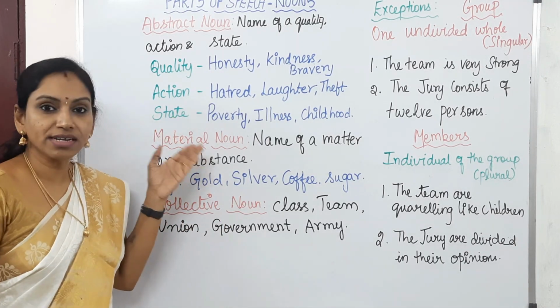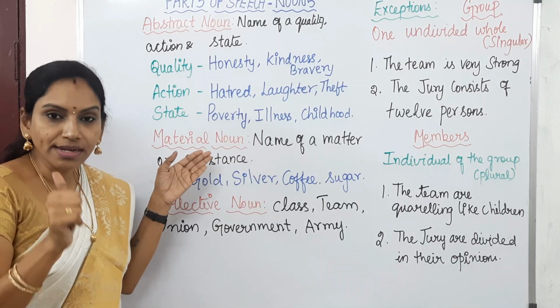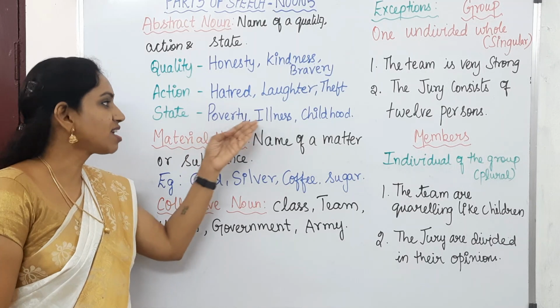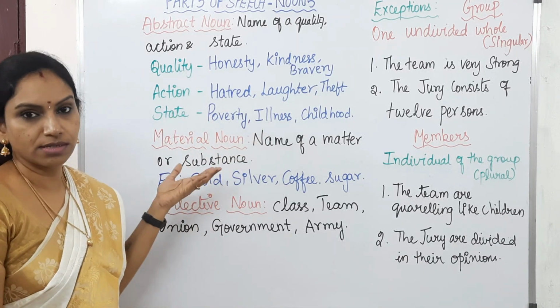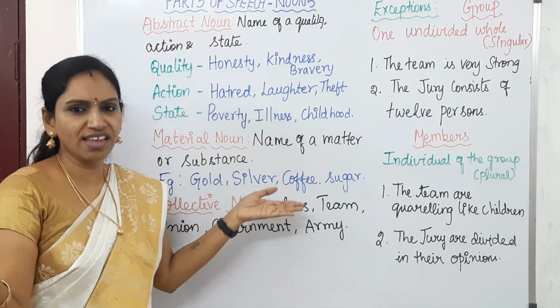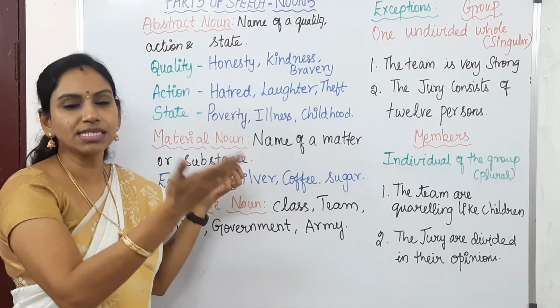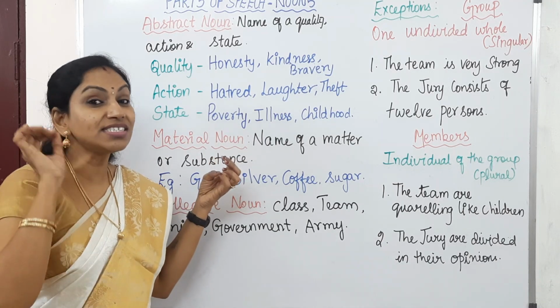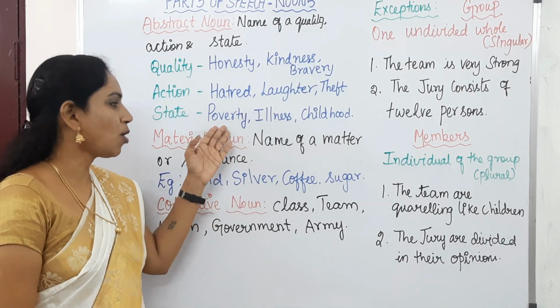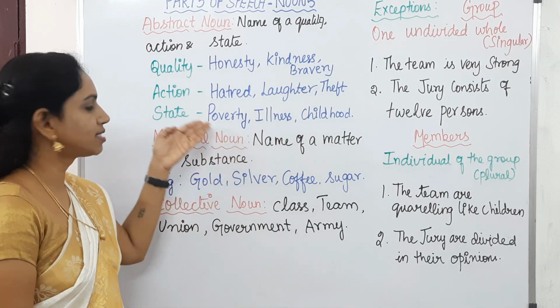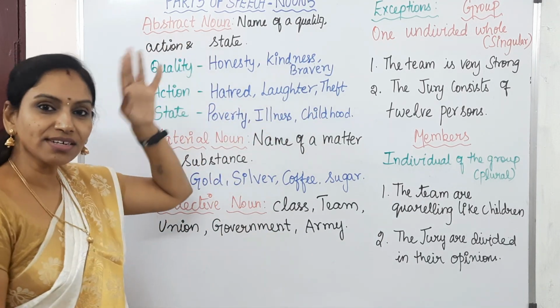Next, state of a person. What state is he in? He is in poverty. He is in an ill state, illness. He is so sick. Or he is in his childhood. So that is the state of a person. Poverty, illness, childhood: all these words come under abstract noun.